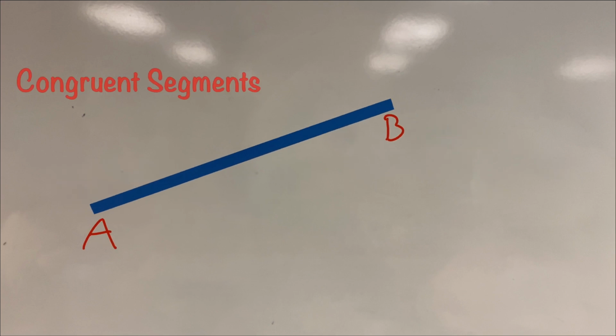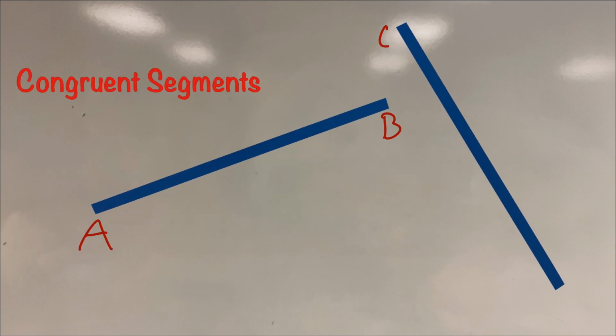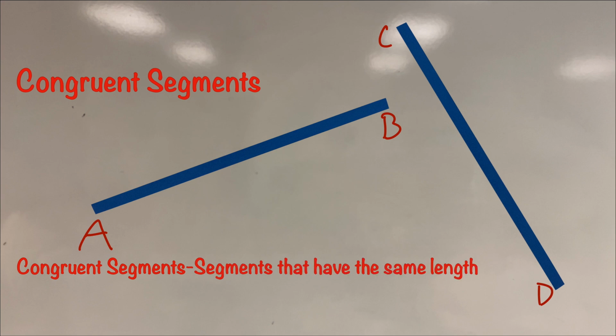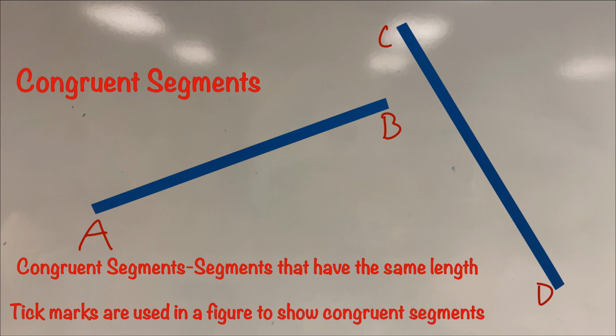And there we go. Now, let's talk about congruent segments. Here we have two congruent segments, AB and CD. Congruent segments are segments that have the same length, and we use tick marks to show the congruent segments in the figure. The tick marks are just the little hash marks that you see right there.